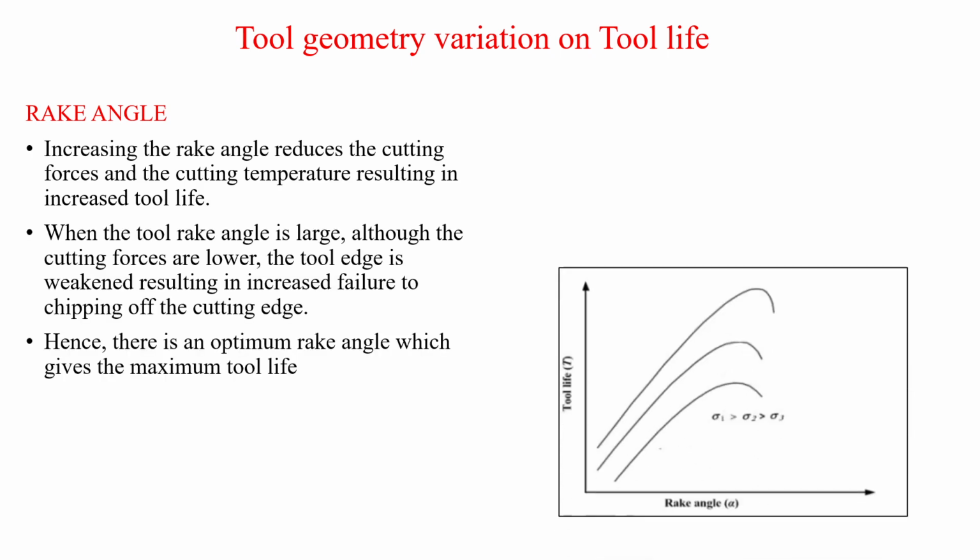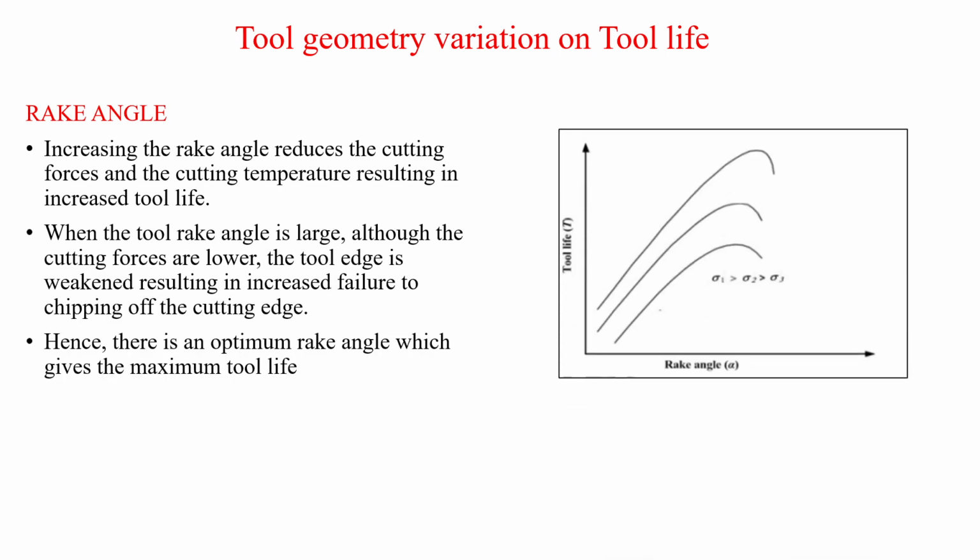Now we'll see the tool geometry variation on tool life. How does tool geometry affect tool life? First we'll see about rake angle. This is the explanation. We have already seen that if we increase the rake angle, the tool life increases up to a certain region, and after a particular region the tool life decreases. Because if the rake angle increases, the tool becomes sharper.